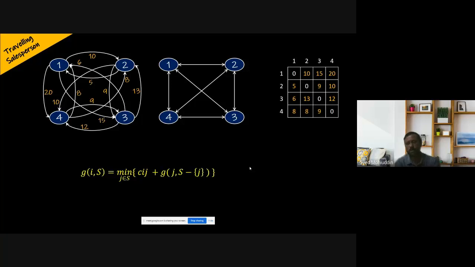Actually in this graph of the traveling salesperson, all the vertices can be visited from every other vertex. So if you look at the graph on the left side, you're going to see all the edges from every vertex to every other vertex. And in this problem, we start with the first vertex.